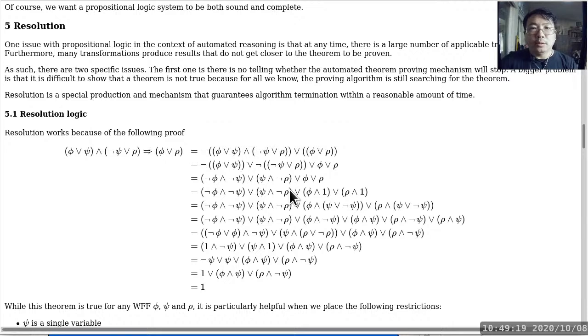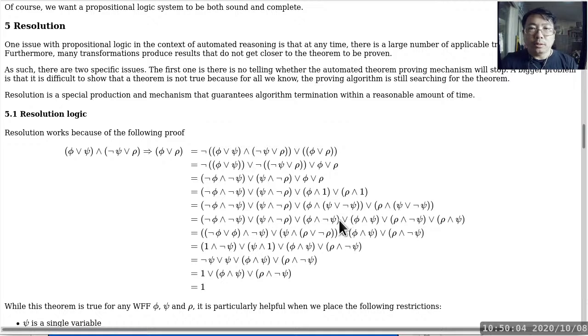And then from here to here, I use the rule of identity, because anything and true is just that anything. So I rewrote phi as phi and true, and I rewrote rho as rho and true. Now, true can be expressed in many ways. One way to express true is to pick anything or the negation of that anything. So instead of just writing this one as true, I rewrote it as psi or not psi, and the other one is the same way. This true is rewritten as psi or not psi.